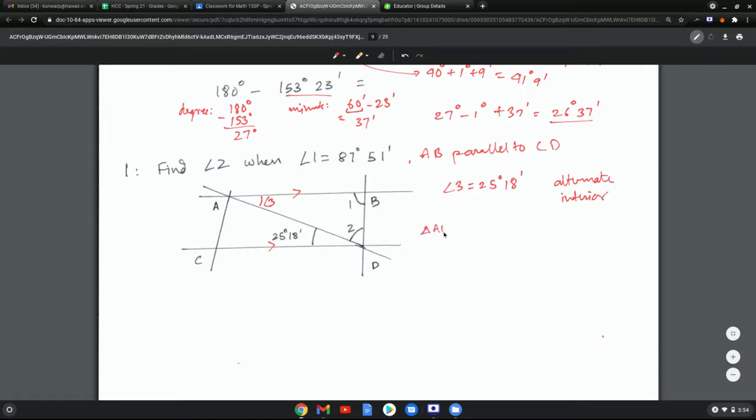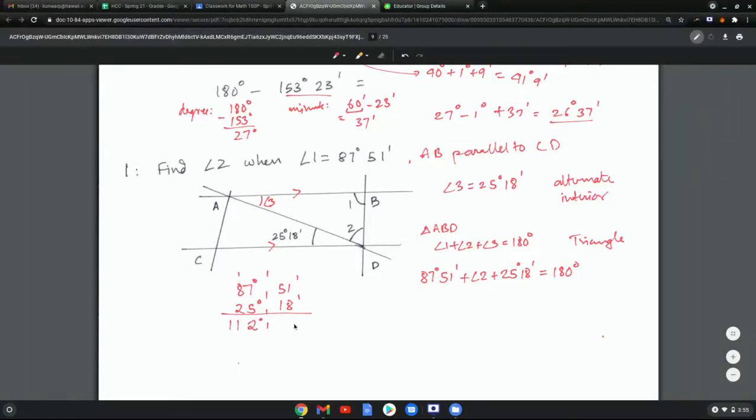Now I know that I have this triangle ABD, and in this triangle 1 plus 2 plus 3 equals 180 degrees because it's a triangle. Now I know 1 is 87 degrees 51 minutes, 2 is the unknown, and I know 3 is 25 degrees and 18 minutes. So let's do these additions separately. I'm adding 87 degrees 51 minutes to 25 degrees and 18 minutes. I can add them separately. Just the degrees, these add up to 112 degrees. These add up to 69 minutes. But then 69 minutes is 1 degree, 9 minutes. So the total is actually 113 degrees, 9 minutes.